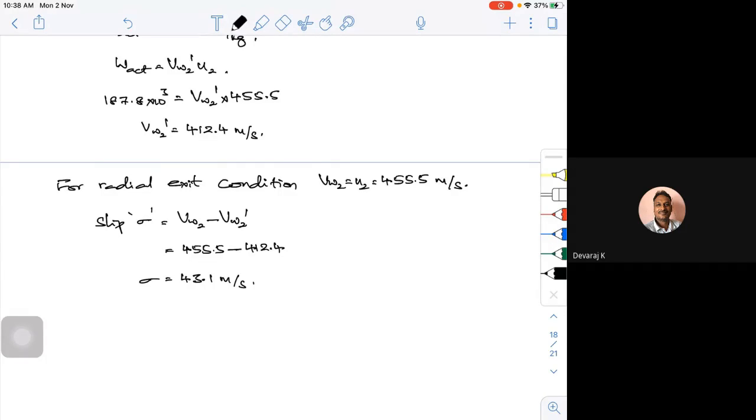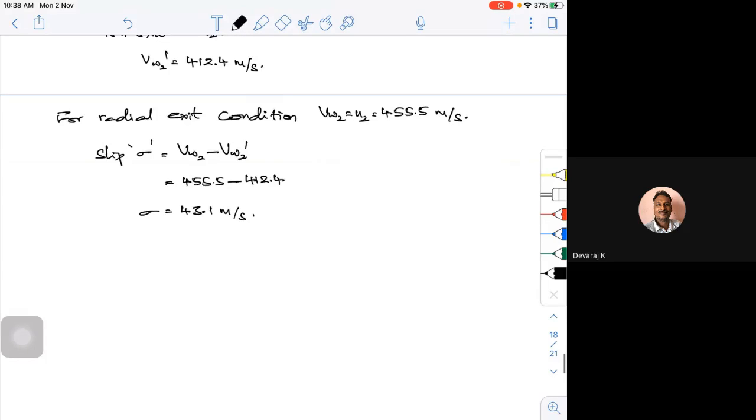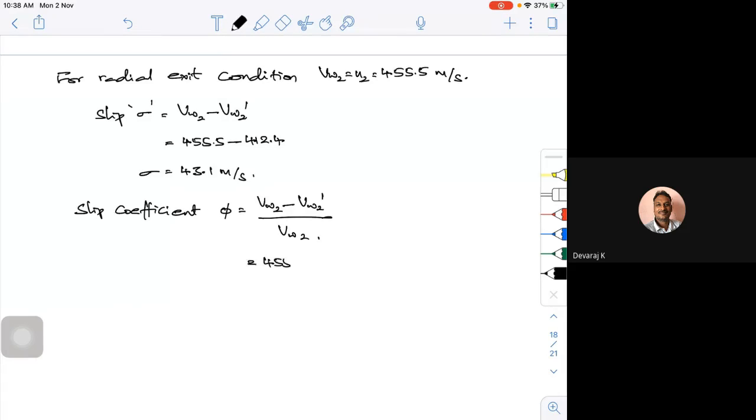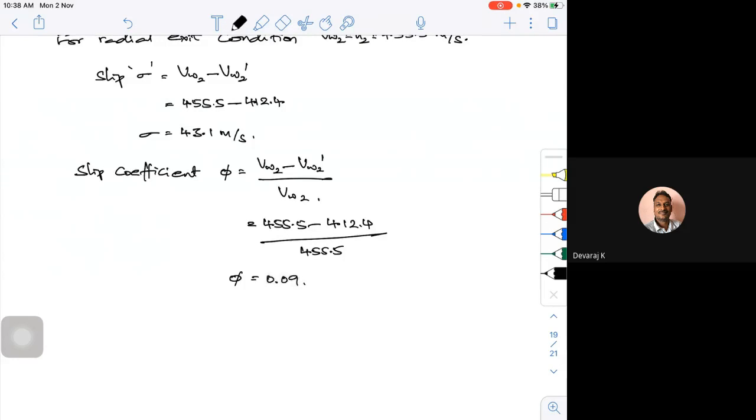So what is the slip coefficient? I can easily find it. Slip coefficient, which is phi, is equal to your slip divided by your ideal VW2. That is VW2 minus VW2 dash divided by VW2. That is 455.5 minus 412.4 divided by 455.5. I am getting my phi is equal to around 0.09. So whatever they asked in the problem, we have found it.